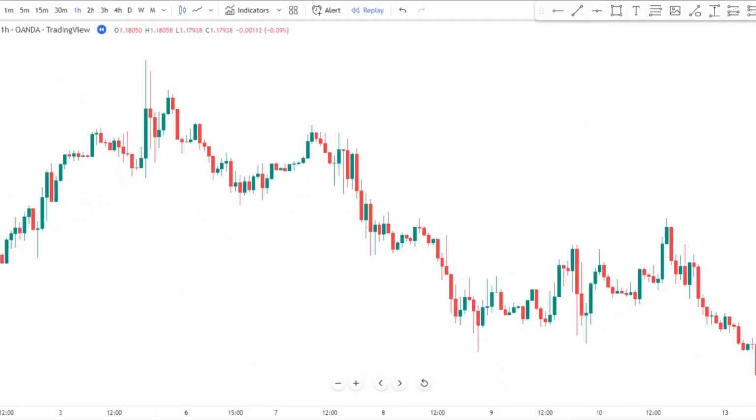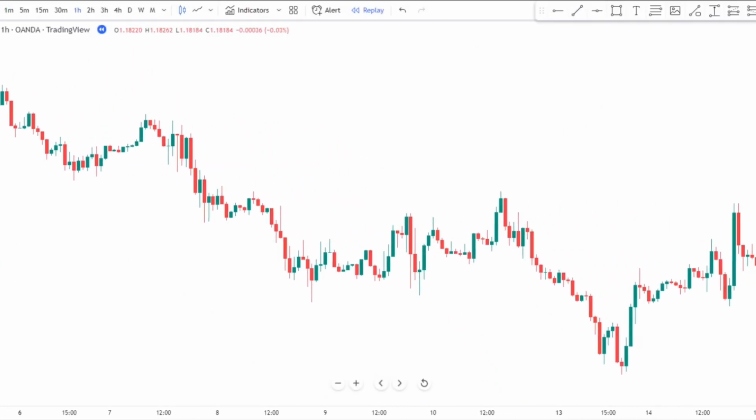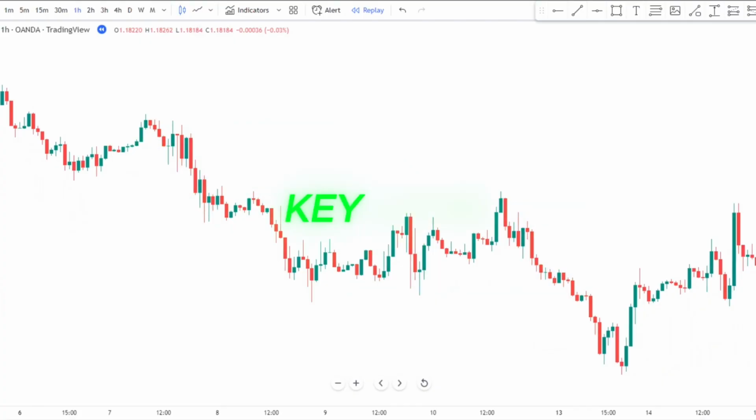So there you have it. 3 powerful ways to spot a reversal before it actually happens. We started with the break of structure, where the trend line break combined with a double top gave us that early warning sign. Then we looked at key levels with stochastic confirmation, a great way to avoid false signals and only enter when momentum truly shifts.